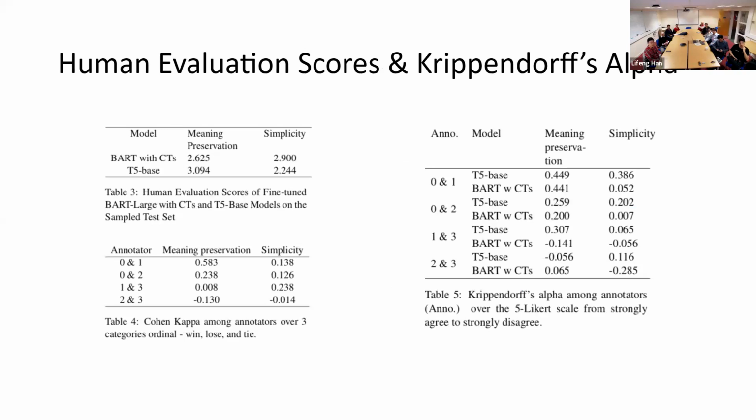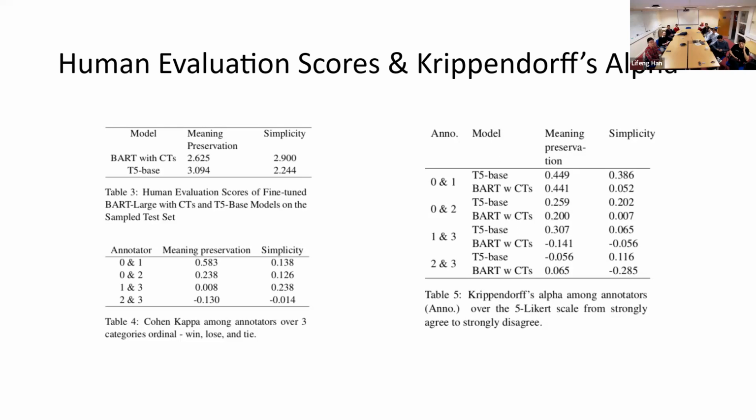So here are the 3 forms of our evaluation outcome. The first one is evaluation scores directly based on the 5-point Likert scale. For meaning preservation, annotators believe that BART with control tokens performs worse than T5 base, but in simplicity, on the contrary, BART wins over T5 base.